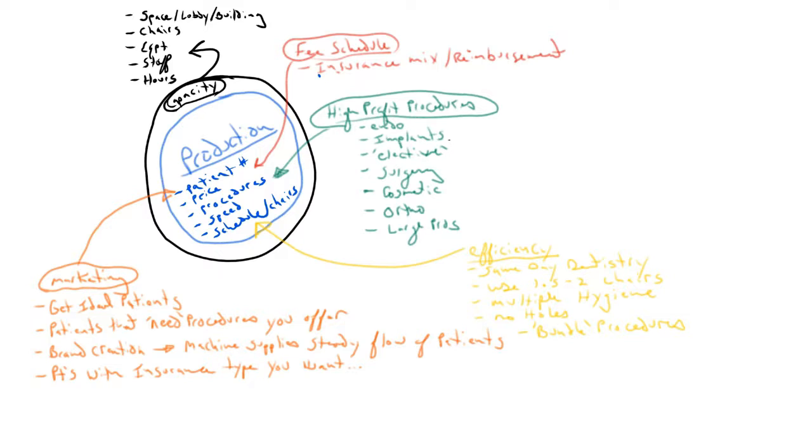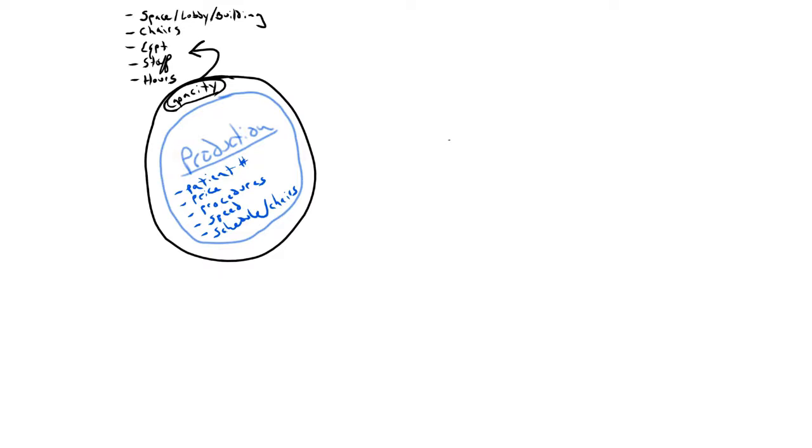So as we go through, you're going to see the basic production capacity circles, right? So production fits inside a capacity. You want your production to be close to maxing. That's your goal, is to max your capacity. Capacity has to do with space, chairs, equipment, staff, and hours. So basically the constraints, the infrastructure of your practice.